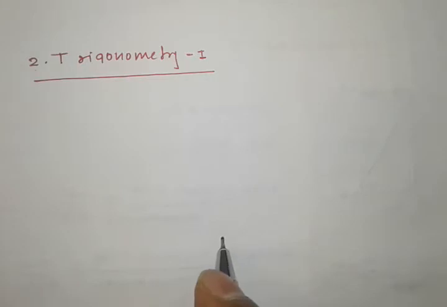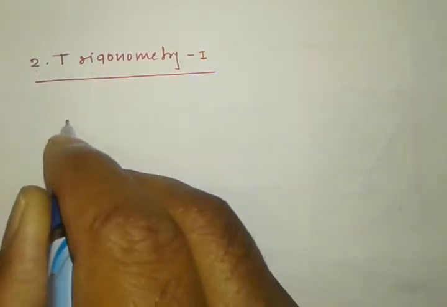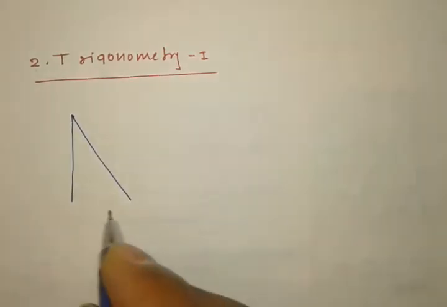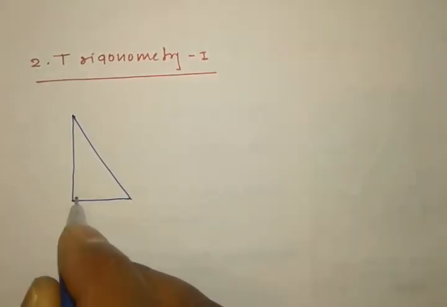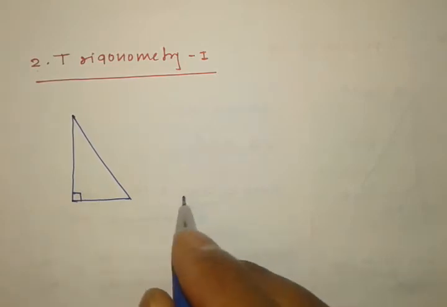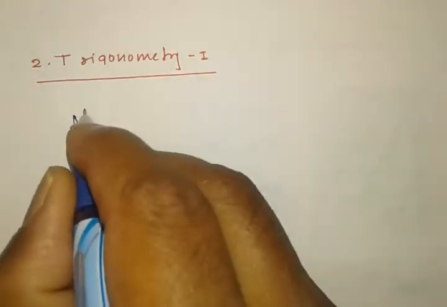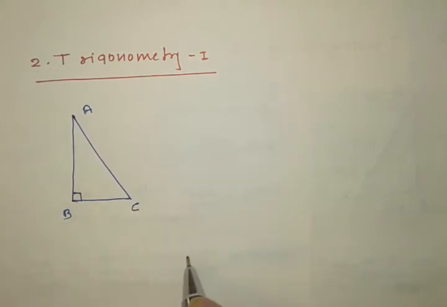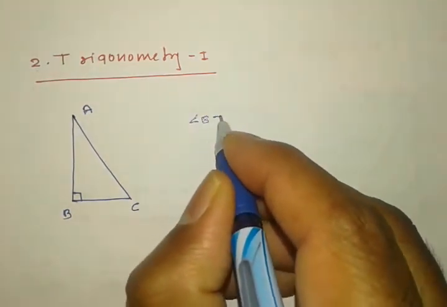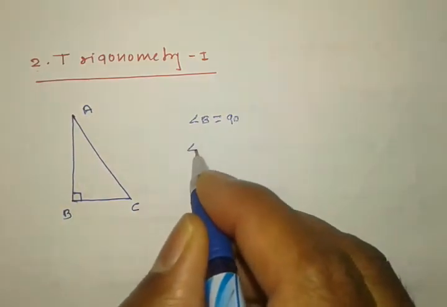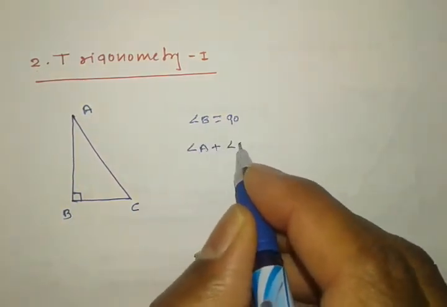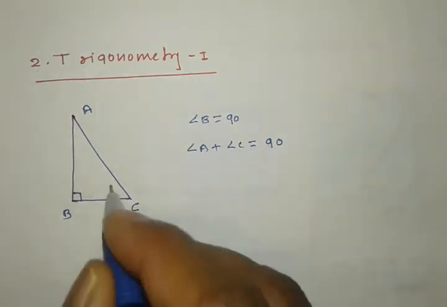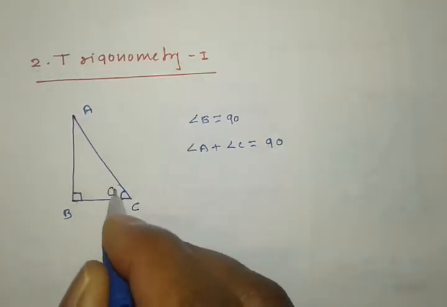Trigonometry is totally based on a triangle. The meaning of trigonometry is three angles. One angle is 90 degrees. Suppose in a triangle ABC, angle B is 90 degrees. Then the remaining two angles A and C, their sum is also 90 degrees. Suppose we consider angle C as theta.